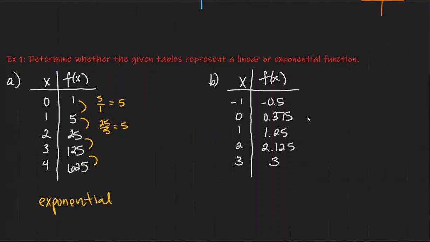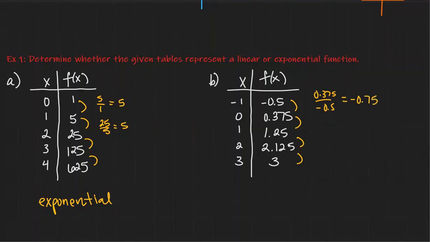Okay, now if we try the same thing over here, for example, if we're going to do our consecutive divisions. So if I do 0.375 divided by negative 0.5, if you did it really quickly in your calculator, we end up getting negative 0.75.